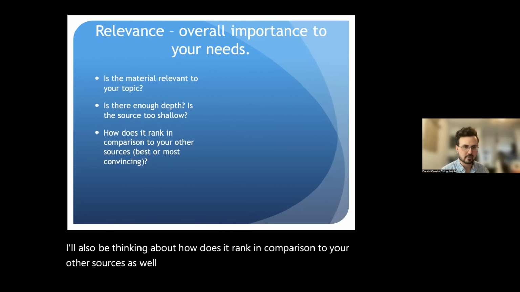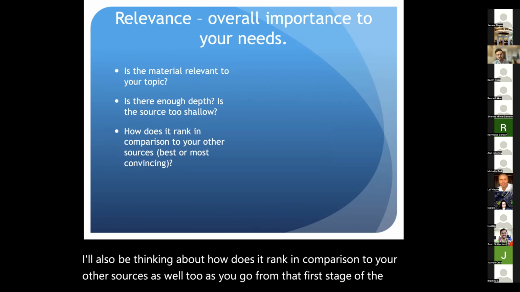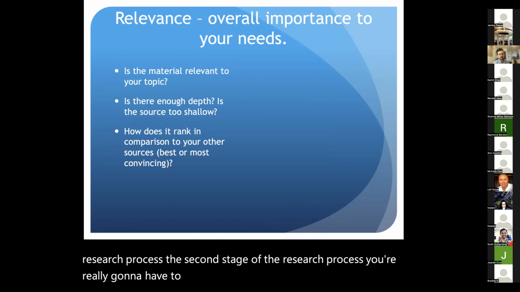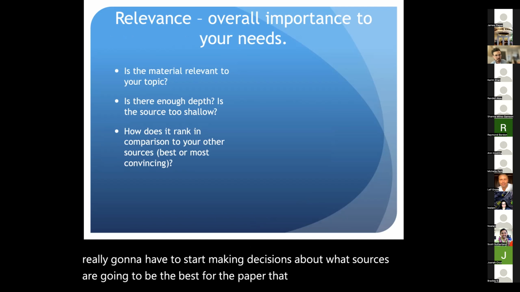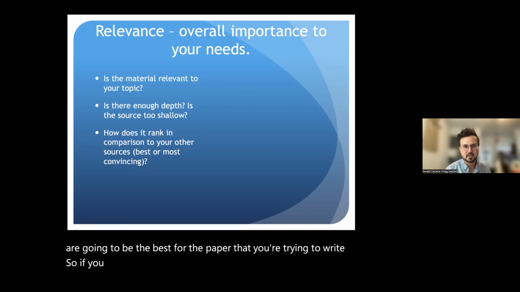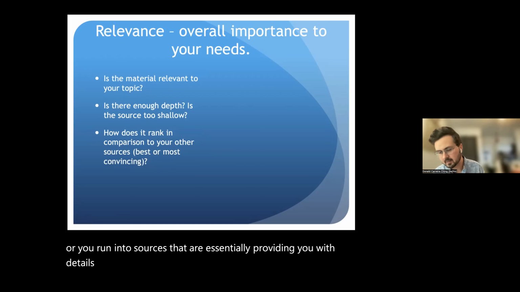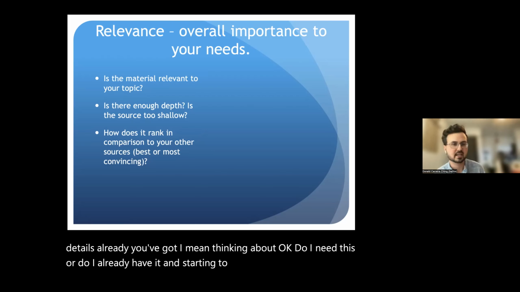As you go from the first stage of the research process to the second stage, you're really going to have to start making decisions about what sources are going to be the best for the paper that you're trying to write. So if you continue to run into sources with the same information, or sources that are essentially providing details you've got, think about, okay, do I need this or do I already have it? And start to eliminate those as you go.